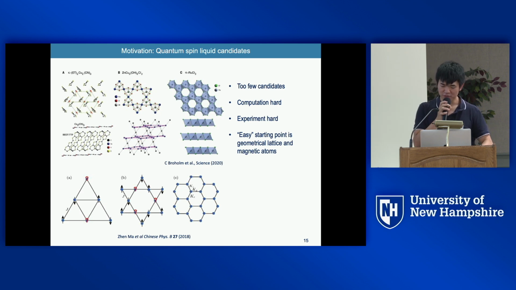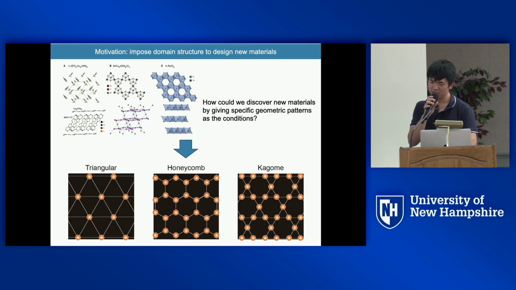So we would like to find more candidates, but since this kind of material is very scarce compared to other, more general inorganic crystals, it's not efficient to directly apply the generative model to do it. Considering that, we consider a top-down approach to discover the material that has the triangular, honeycomb and Kagome lattice formed by the magnetic atoms. Given this as a structural condition, we explore how we can find the new material.